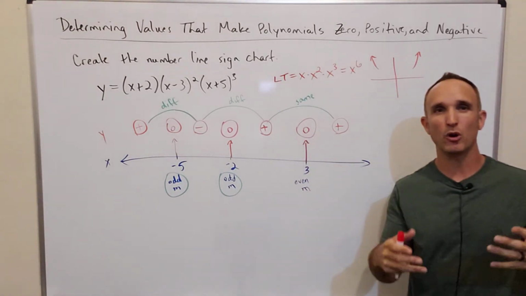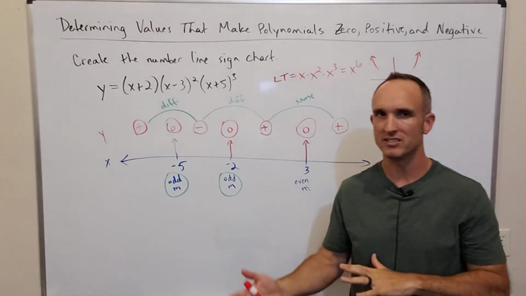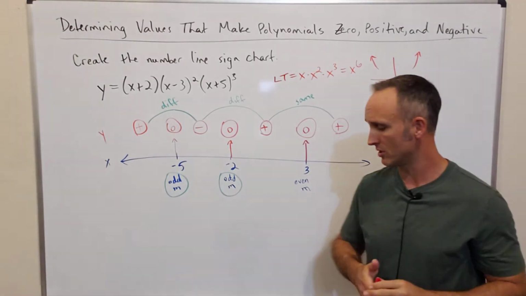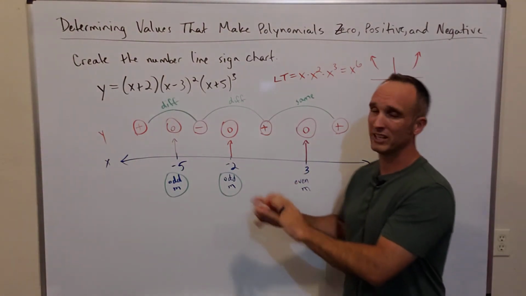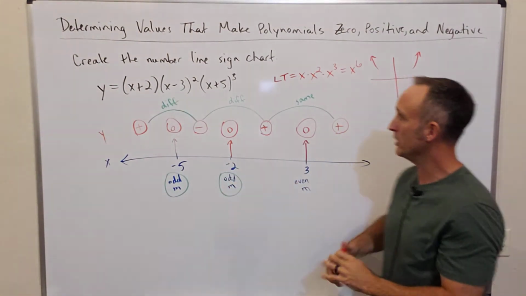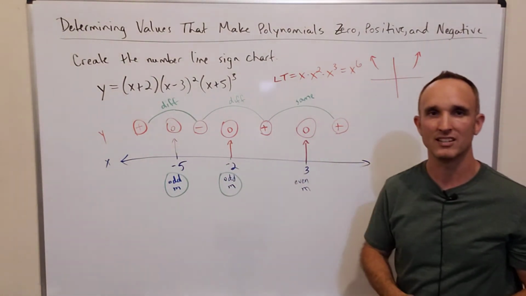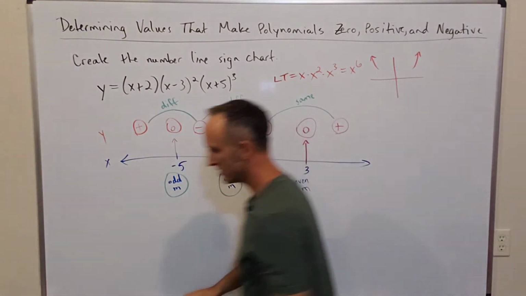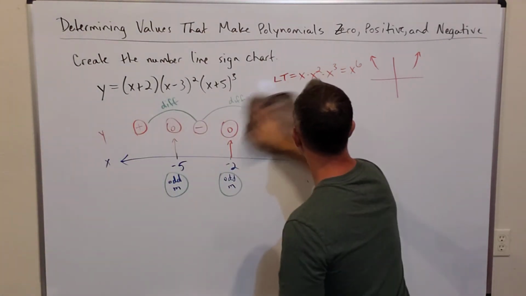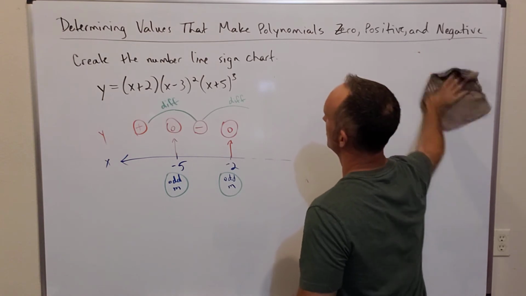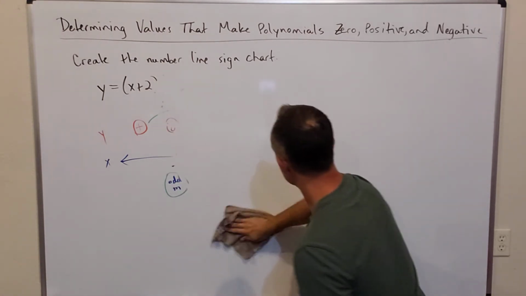If you ever get to a point where you run into a contradiction, you made a mistake somewhere. You missed a 0, you got a multiplicity wrong, or something. So there's our number line chart. We didn't actually have to plug any numbers in to do it. We used end behavior to get the signs on the ends, and then multiplicities to get the signs in the middle. Let's try some others here. I've got two more examples. We'll use the same instructions, create the number line sign chart, and I'll give you a new function.